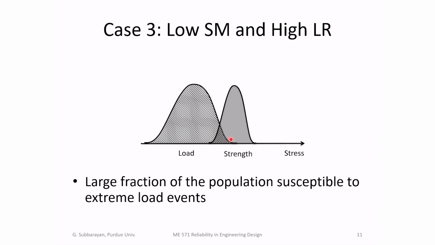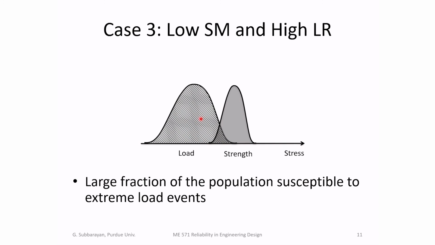So the user might decide to test the limit of your product by subjecting it to a load roughness much greater than what you were willing to accept. So here you might have a larger fraction of the population susceptible to extreme load events. So you hope to avoid this by specifying a use environment, but you can't control it. So this is the third possibility.